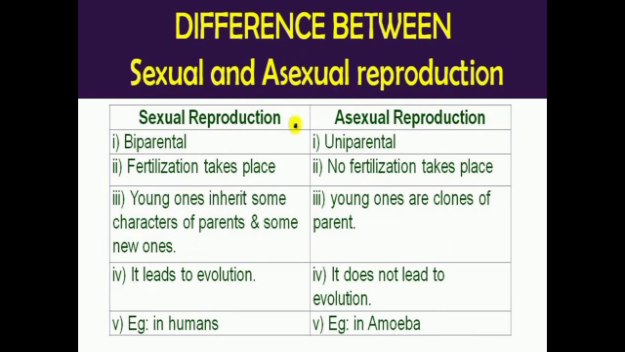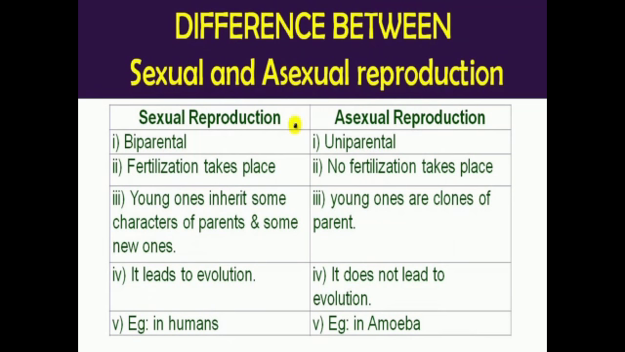Then in sexual reproduction, fertilization takes place. Fertilization is the fusion of male and female gametes to produce a zygote. Zygote is the first cell. The male gamete is the sperm and the female gamete is the egg or ovum. They fuse to form the first cell, that is the zygote. And in asexual reproduction, no fertilization takes place.